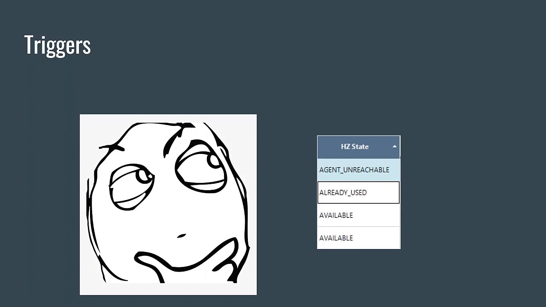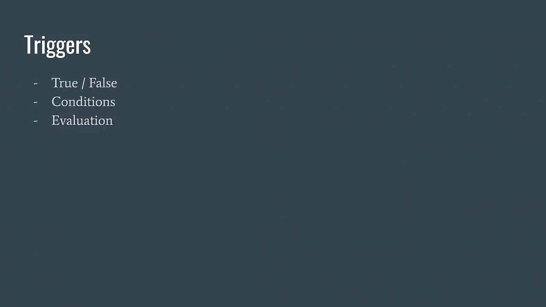However, in the current state of these objects, the agent unreachable object would actually not fire after we create the trigger. So when you create these triggers, if something's already in the failure state, it's going to stay there. And so why is that? The reason goes into how we do evaluation.